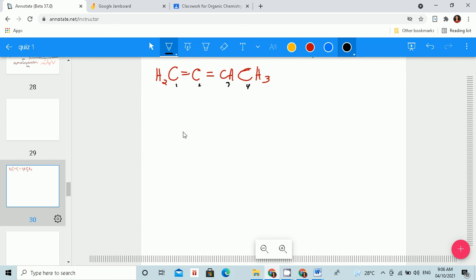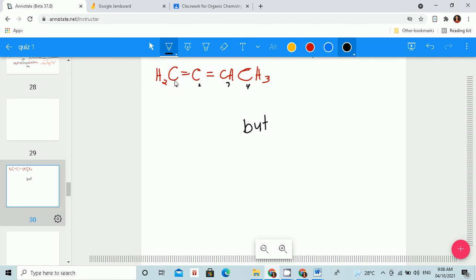Okay, so we have 4 for sure. This is but. Okay, and then let's go for the branches. Then there's no branches or substituents. Now let's go to the double bonds. Okay, for the double bond, we have this one.